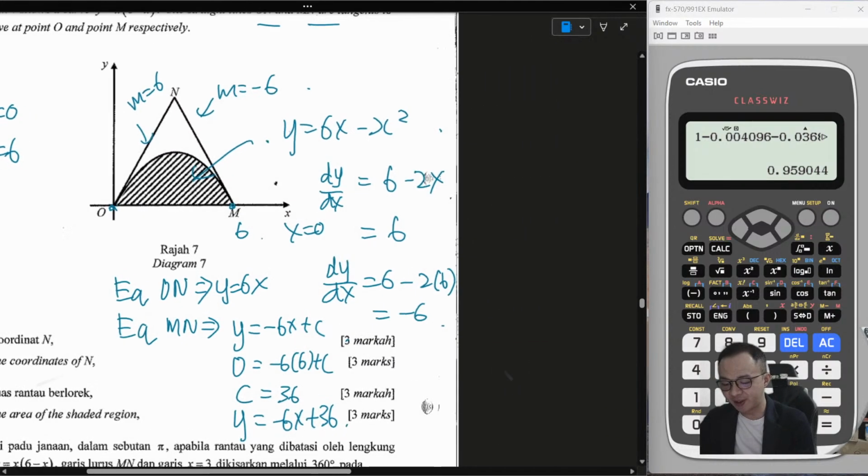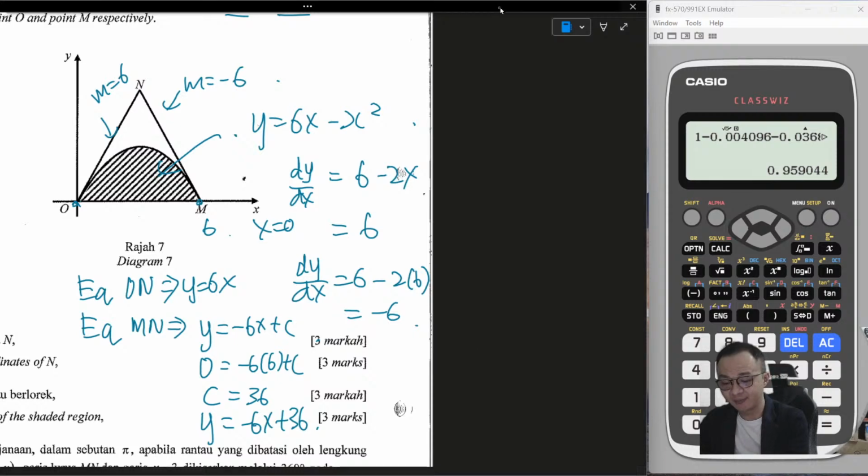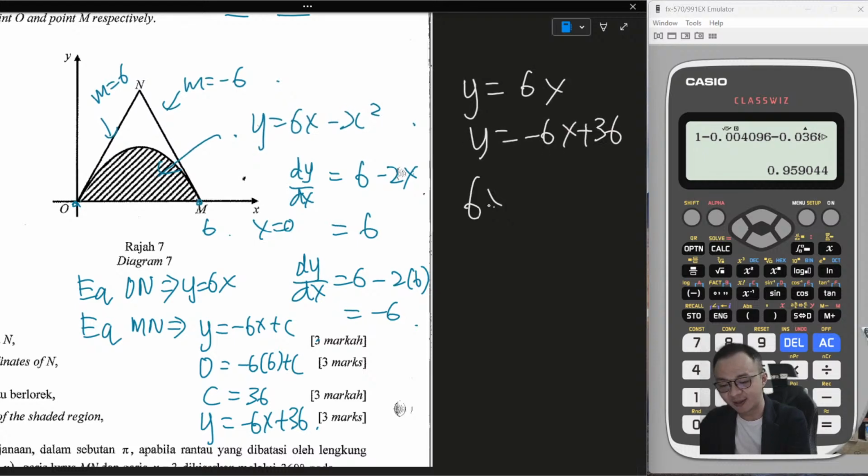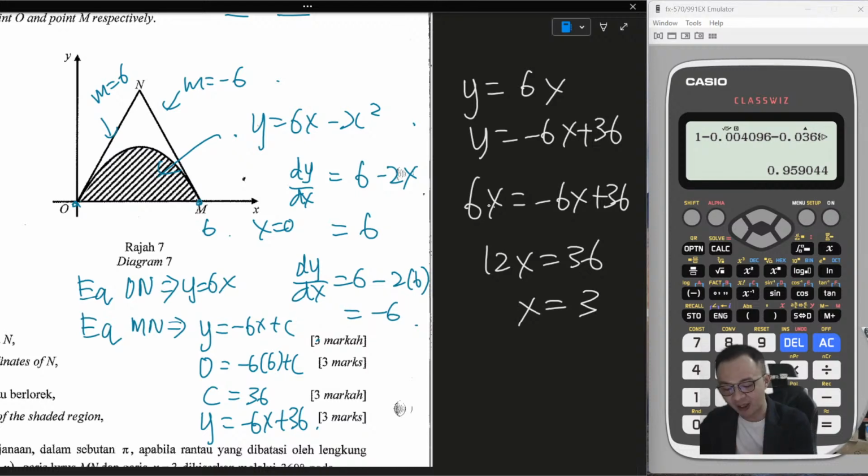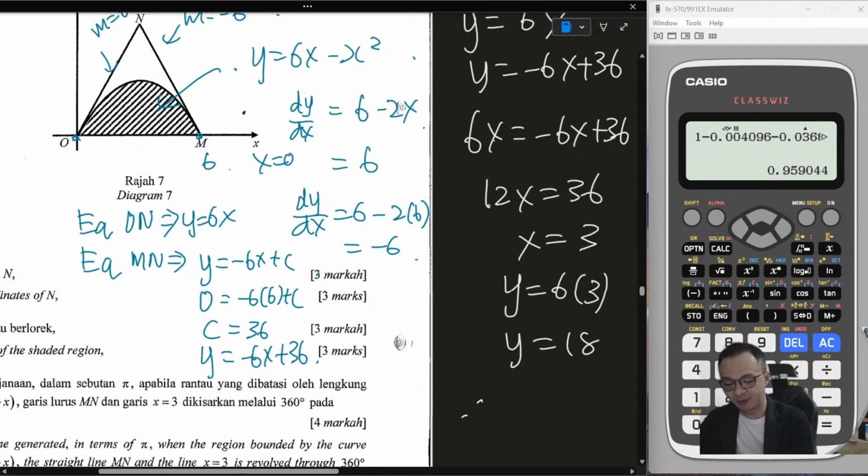After I got both of these, I can easily get my N by sub into each other. So y equals 6x, right? Another one, y equals negative 6x plus 36. I sub into each other. Then I get 12x equals 36 and x equals 3. Then I want to get y, I sub into the equation, 6 times 3, y equals 18. Then now I know my coordinate. N is (3, 18).